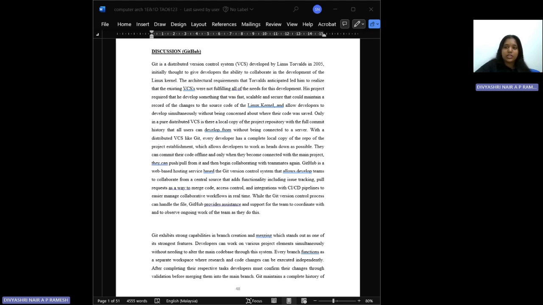Git is a distributed version control system, or VCS, developed by Linus Torvalds in 2005. It was originally created to help developers collaborate on the Linux kernel. At the time, existing tools couldn't meet the project's needs. Torvalds needed something fast, scalable, and secure that could track all changes in the source code. Git solved this by allowing every developer to have a full local copy of the project, including its entire commit history. This means developers can work offline, commit their changes, and only sync with the main project when needed. With Git, collaboration doesn't rely on being connected to a central server, making it both flexible and efficient.